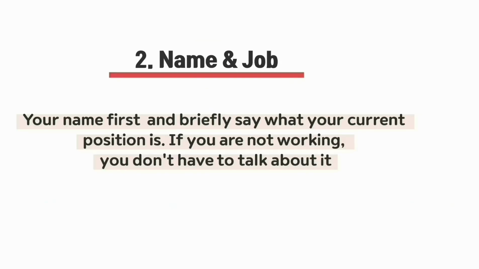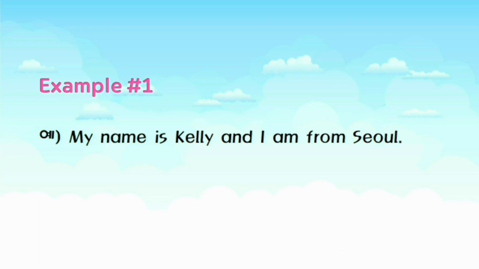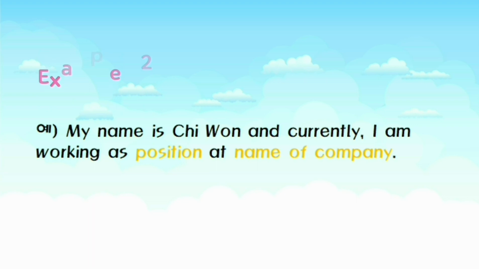Second, name and job. Say your name first and briefly say what your current position is. If you are not working, you don't have to talk about it. And if the interviewer lets you say your name, then don't stop with your name. Example 1. My name is Kelly and I'm from Seoul. Example 2. My name is Chiwan and currently I'm working as your position at name of the company.